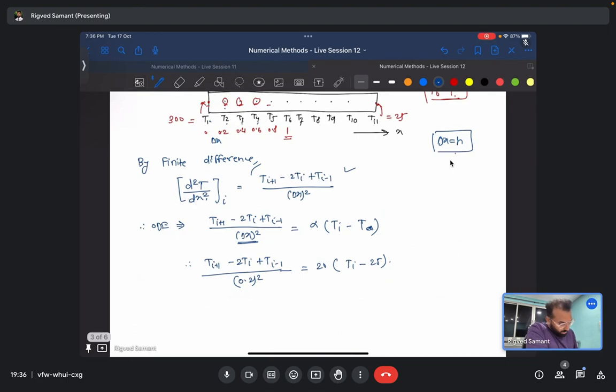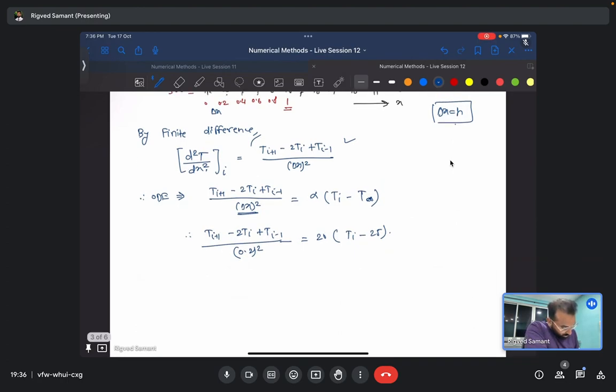So now you simplify this. This would become 0.04. So 1 divided by 0.04 would become 25, right? 25 Ti plus 1 minus 2 divided by 0.04, so 25 into 2, that is 50 Ti, plus 25 Ti minus 1 is equal to 20 Ti minus 500.